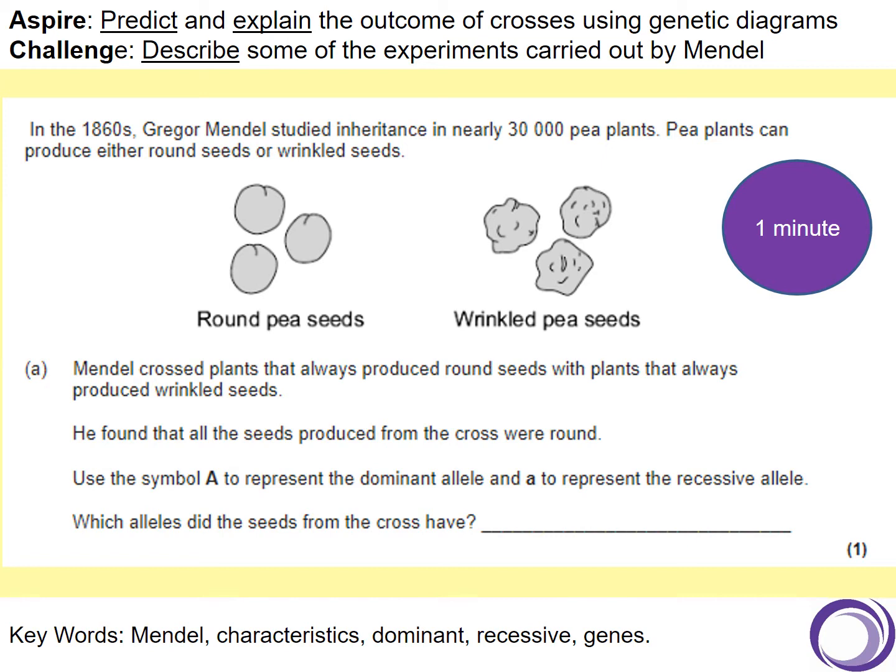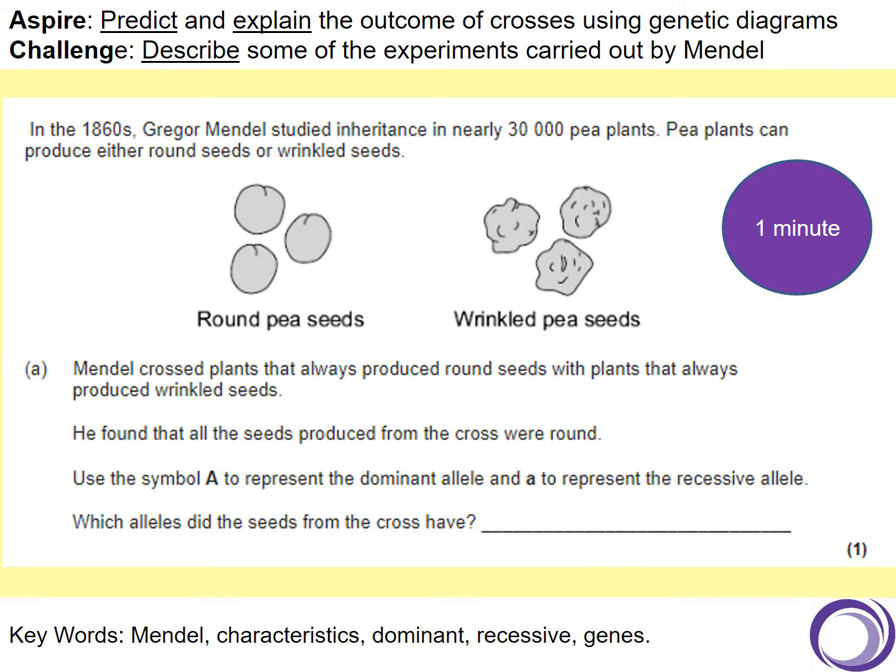In the 1860s, Gregor Mendel studied inheritance in nearly 30,000 pea plants. The pea plants can produce either round or wrinkly seeds. He did a cross between plants that are always round and plants that are always wrinkly, and he found that all the seeds produced from the cross turned out to be round.